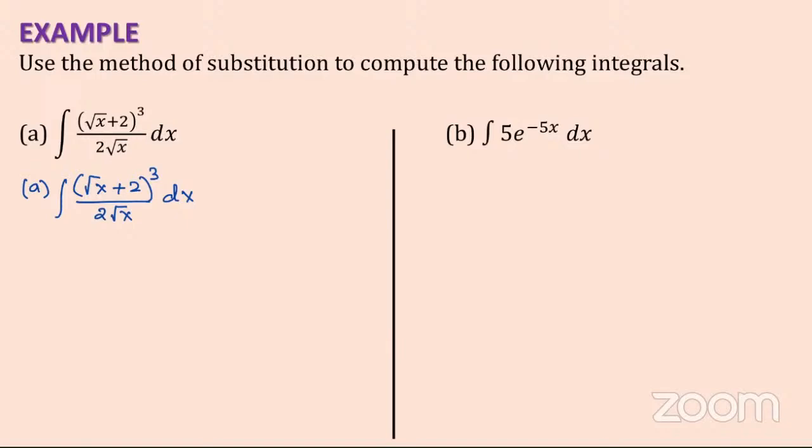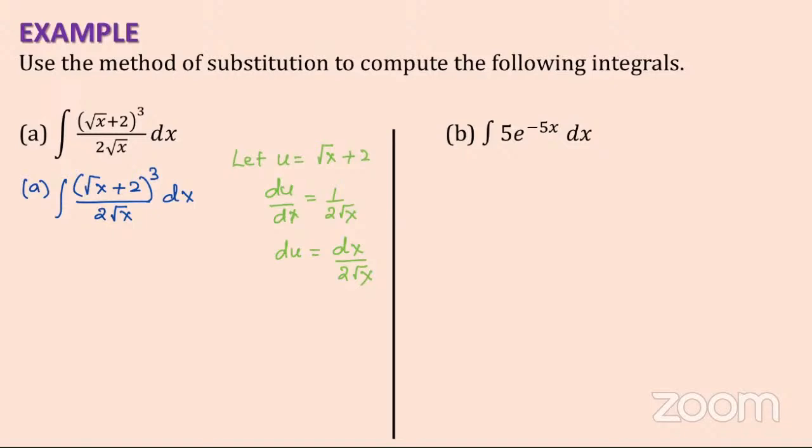If the derivative is also there in the integral, then you know that you are going to use the u substitution. So let's perform that u substitution. Let u equal to square root of x plus 2. And the derivative will be du over dx is equal to 1 over 2 root x. And then if I multiply on both sides by dx, then it becomes dx over 2 root x. Du is equal to dx over 2 root x.